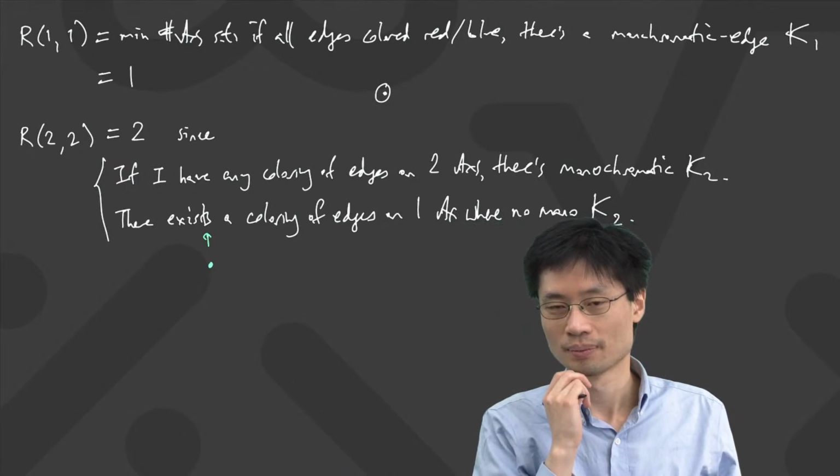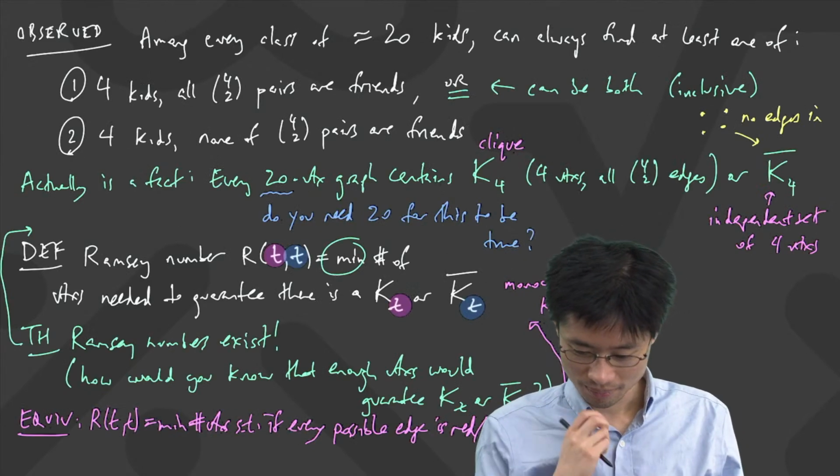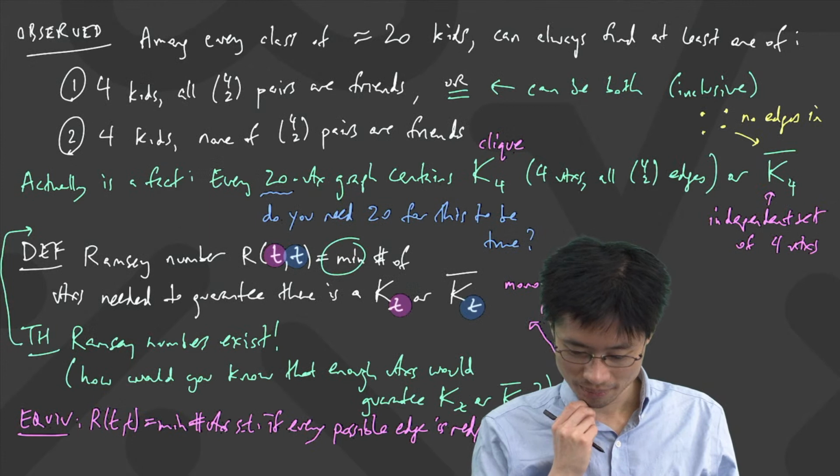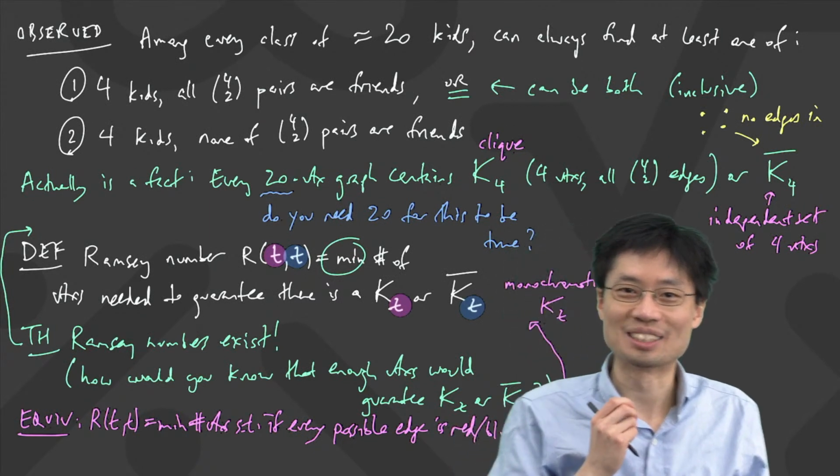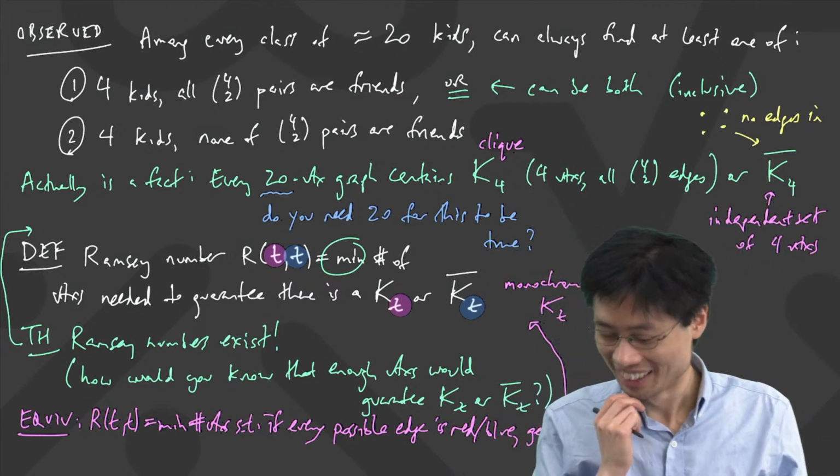On the previous page, it said Ramsey number R_T equals the minimum number of vertices needed to guarantee there's a K_T. Why is it a Z? It's because my handwriting is awful. It's a T.